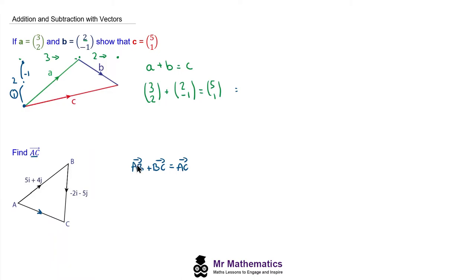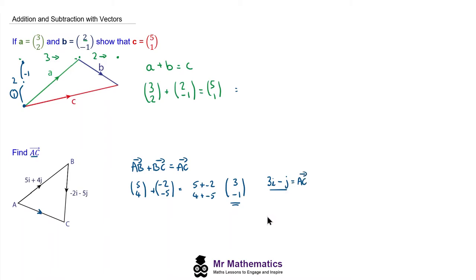So now we can write these vectors in column vector notation. So we have 5, 4, so 5 would go on top and 4 would go below it. And then from B to C, the negative 2 would go on top, and the negative 5 in the J direction would go below it. So now when we work out A to C, we can add the 5 and the negative 2 to give us 3. And the 4 add the negative 5 will give us negative 1. So A to C in column vector form is 3, negative 1. We can convert this back to IJ form, where we have 3 in the I direction and negative 1 in the J direction. So this will be A to C.